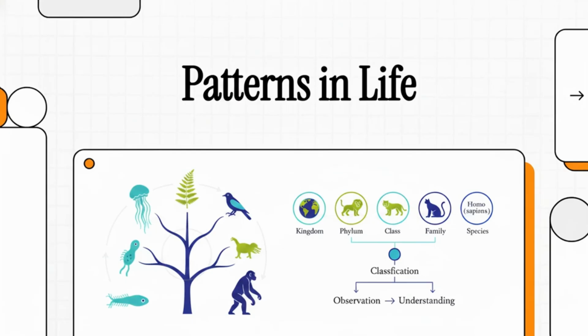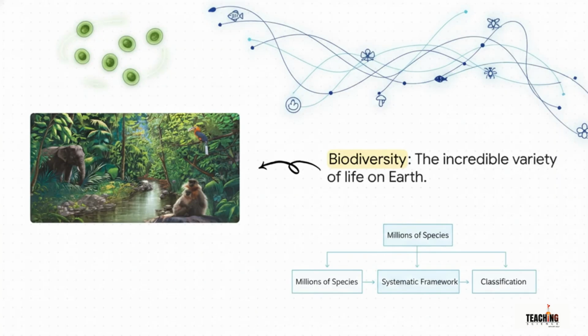Welcome to Teaching Science. Have you ever wondered how we can possibly study millions of different organisms without getting completely lost? Today, we are going to understand this entire chapter step by step so that you don't just memorize it, you actually understand it. Just think about the incredible variety of life forms on our planet. We're talking about everything from microscopic algae floating around in the oceans to massive elephants wandering through the forests.